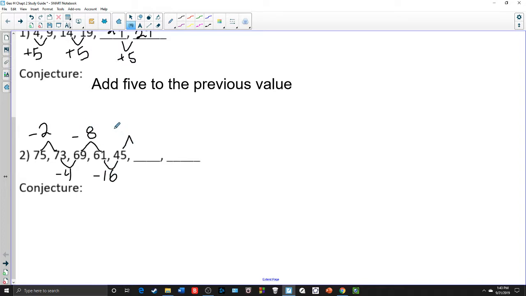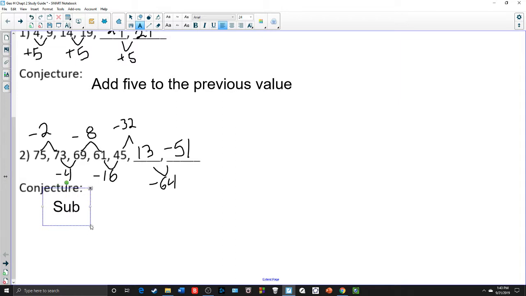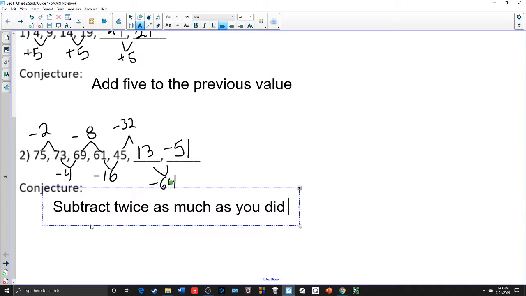So the next one is probably going to be minus 32. And the one after that would be minus 64. So let's think about that real quick. 45 minus 32 is going to give me 13. 13 minus 64 is going to give me negative 51. And our conjecture would simply be subtract twice as much as you did before.